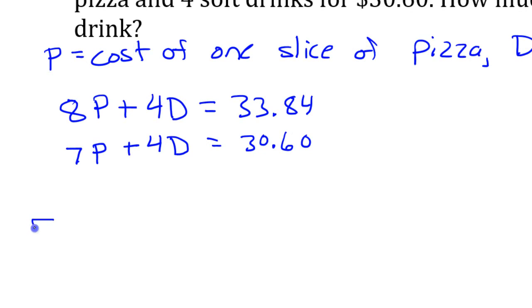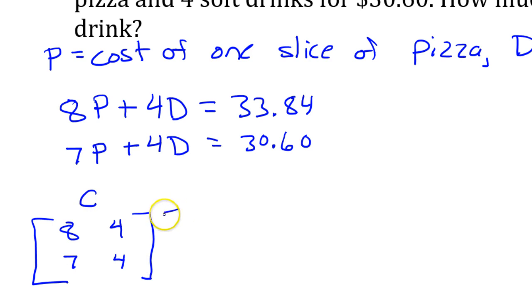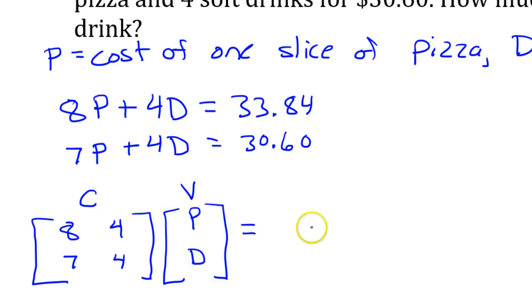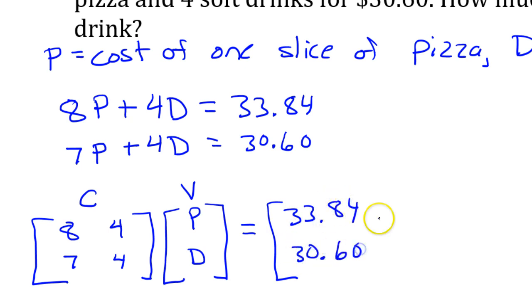Let's set up a matrix of coefficients. So I will have 8, 4, 7, and 4. Let's call it C because it's the coefficient matrix. And here we will put the variables P and D. That's our variable matrix V. And here we will put our answer matrix, 33.84 and 30.60.